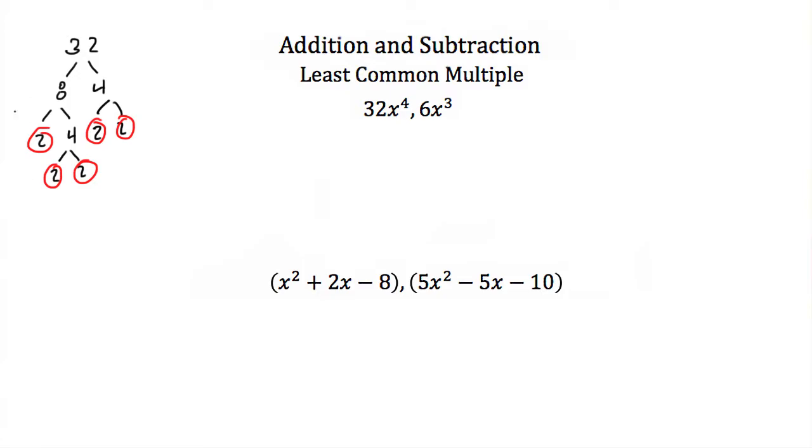So 32 breaks down into 2 times 2 times 2 times 2 times 2. But we're not looking for the prime factorization of 32. We're looking for the prime factorization of 32x to the fourth. Well, that's exactly the same, except this would be 2 times 2 times 2 times 2 times 2 again, and then times x times x times x times x, or x multiplied together 4 times.